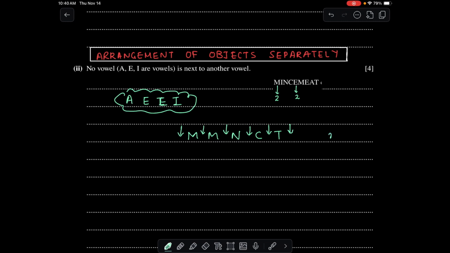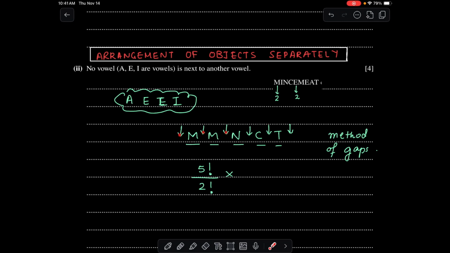So this method is called the method of gaps, and you use this method only when we don't want something or the objects to be next to another. So let us see how many things we have to arrange. We have 1, 2, 3, 4, 5 things to arrange, so that can be done in 5 factorial ways. Remember there are two M's repeating, so divide by the repetition times.